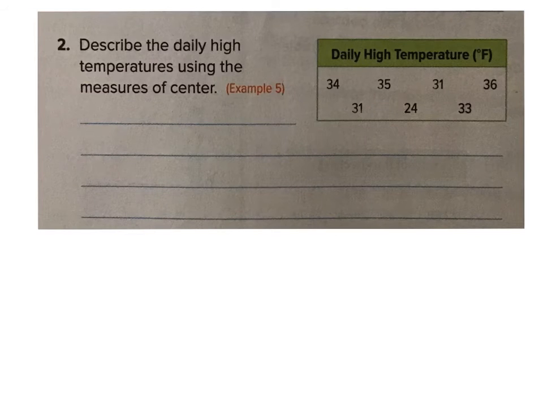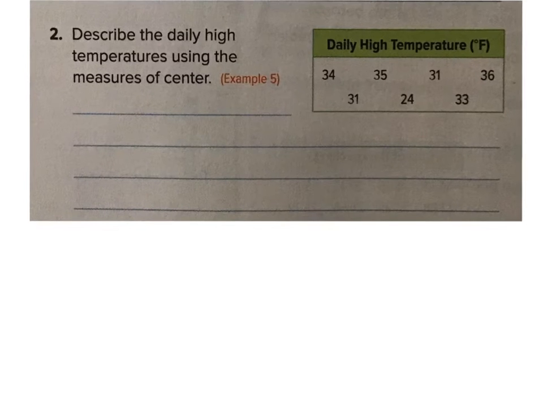All right, this one talks about describe the daily high temperature using measures of center. Now, measures of center would be median and mode. So let's do the median first. So I have to put these in order. So where's my smallest one? Oh, there's a 24. So I put 24, 31, and 31. So I do a 31, 31, now 33, 34, 35, and my last one is 36.